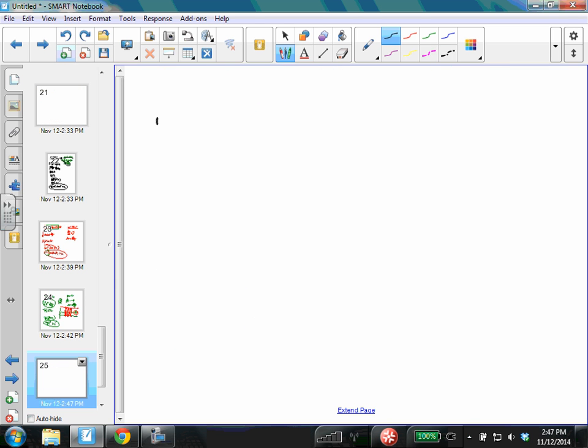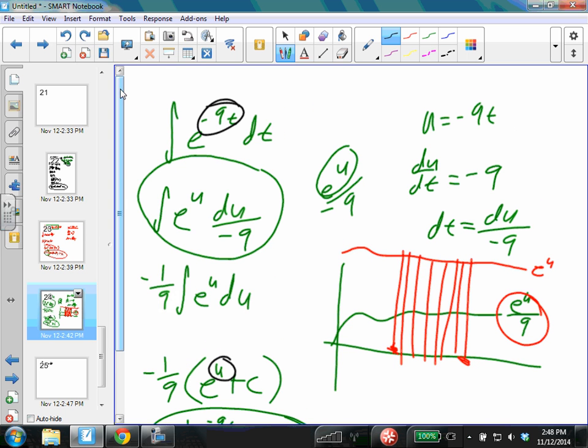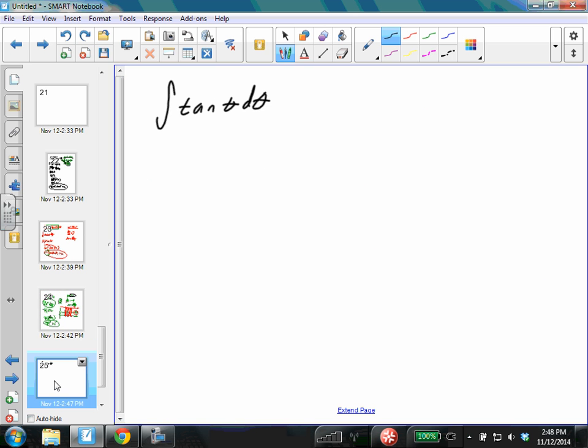All right, so here's another one. Tangent theta d theta. Where did what come from? Yeah, the t right here. I plugged back in for u. This was 9. It was in t. It was in terms of t all along. It just wasn't an x. Yeah, so get the t back.